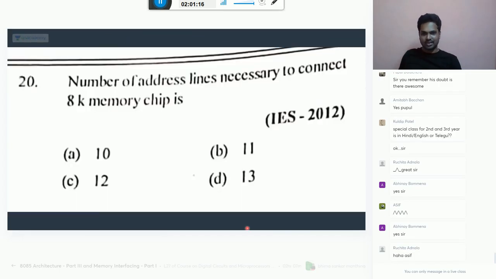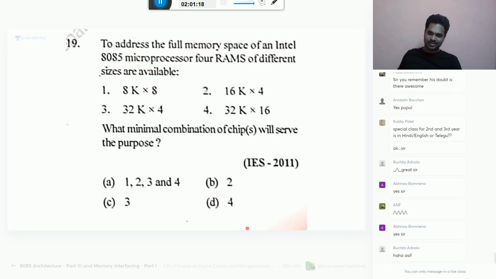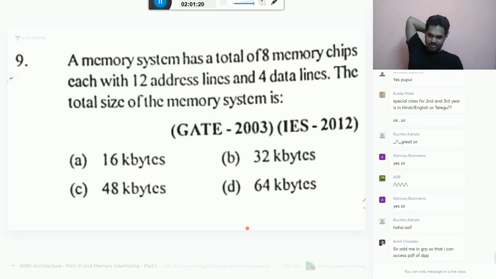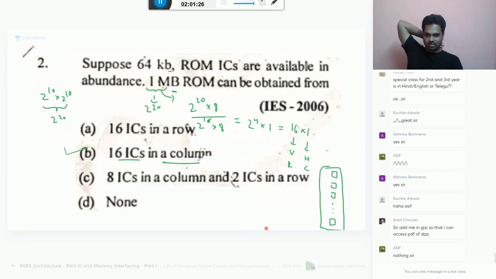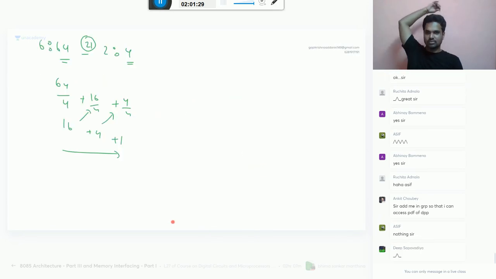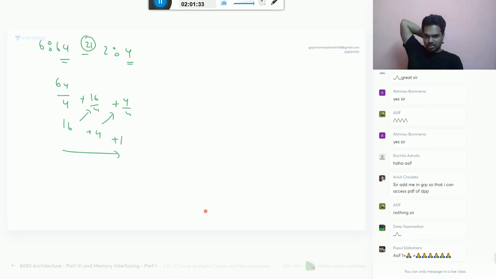What happened, Asif? Any other doubts? Ask. Sure, Ankit. You have messaged me already in the academy. I will check it. Okay, if no other doubts are there, we can. Aditya, something is there?